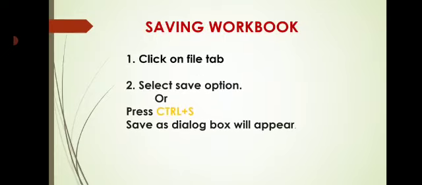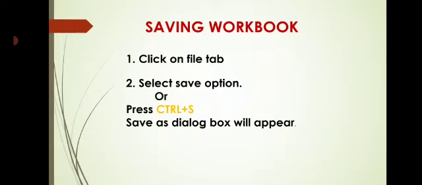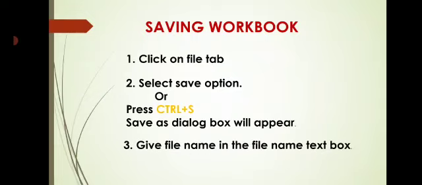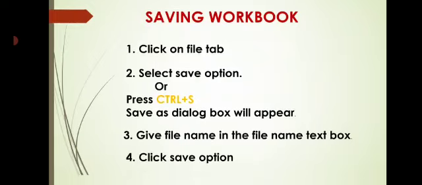Now let us learn how to save a workbook. Click on your file tab, select the save option, or you can use a shortcut key, that is Ctrl plus S. As soon as you do that, your save as dialog box will appear where you have to give the file name whichever you want and your file will be saved.